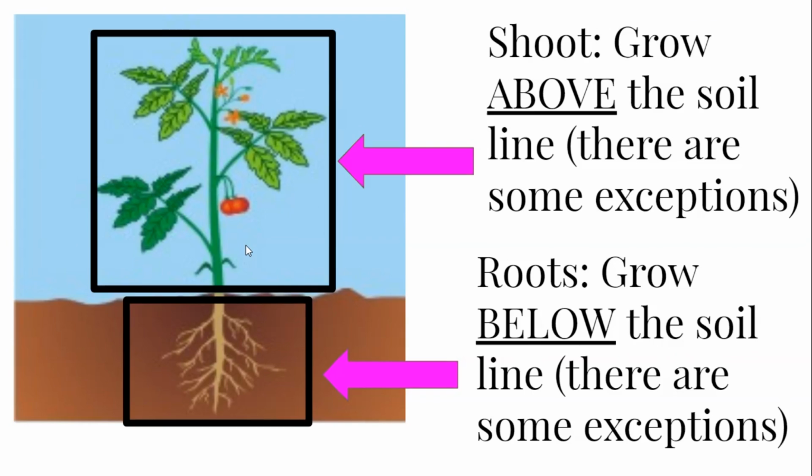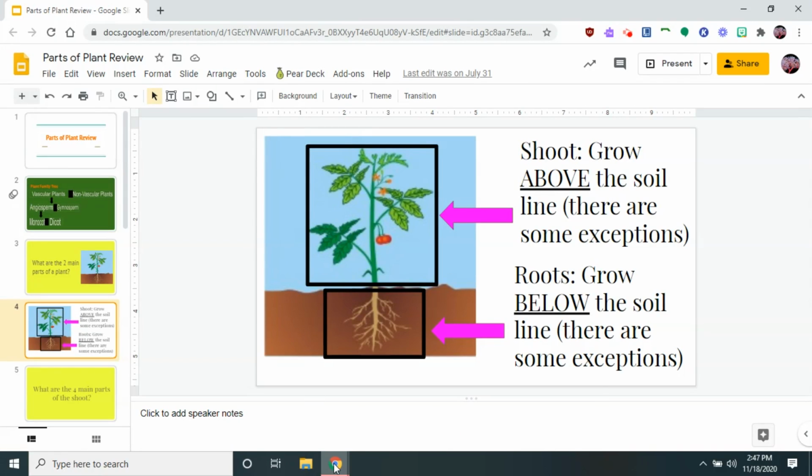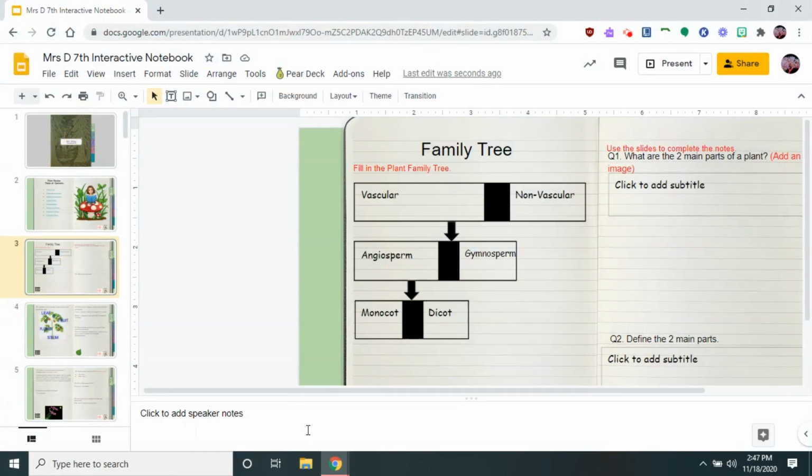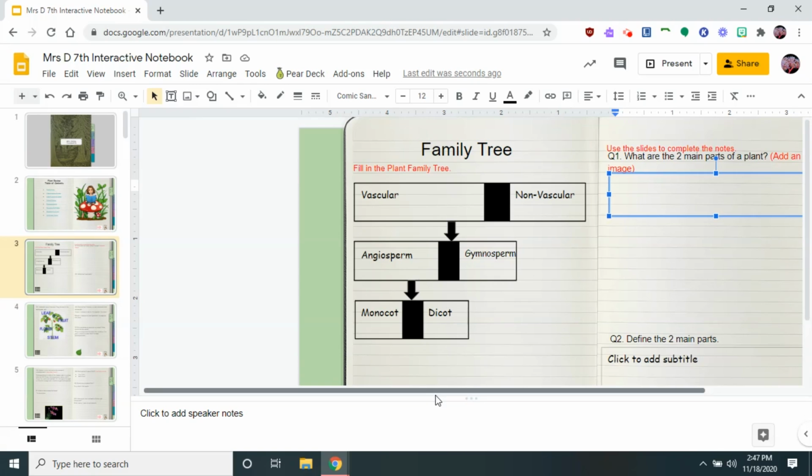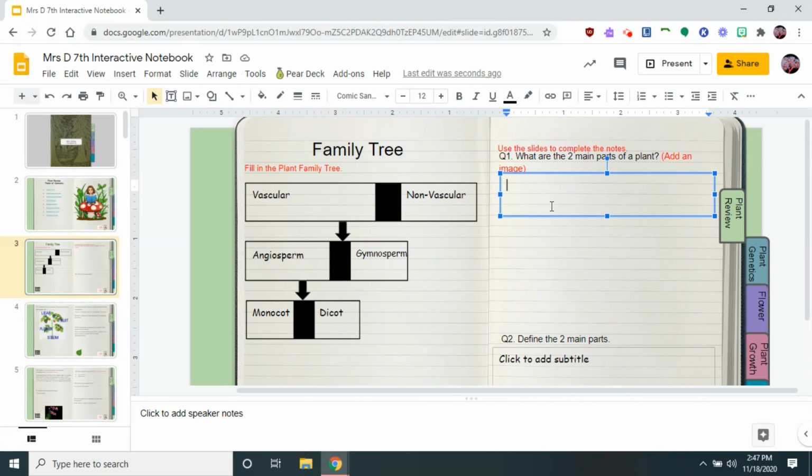So I know that that is one of my questions, so I'm going to go back to my notes. What are the two main parts of a plant? And add an image, okay? This is not optional. You need to add the image. So the shoots, again, I can't spell, and the roots are the two parts of a plant. So it wants me to add an image.